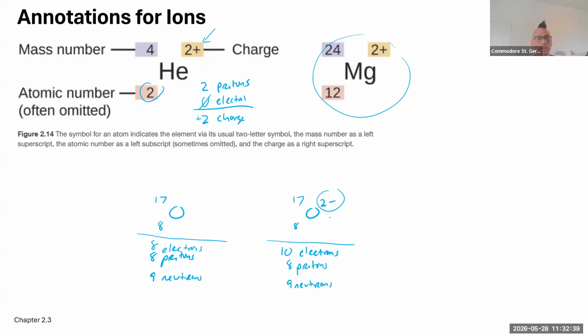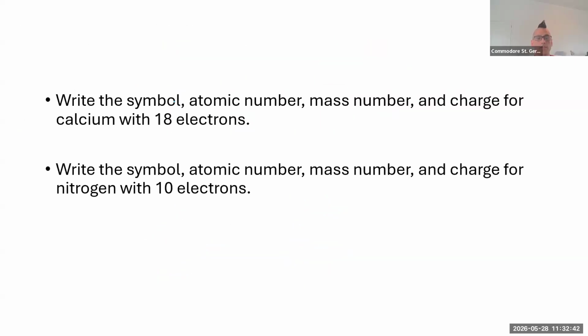All right, so let's continue here. Let's do this. Write the symbol, atomic number, and mass number and charge for calcium with 18 electrons. Look on the periodic table. Calcium is Ca. Atomic number is 20. Mass number is 20 plus 18.